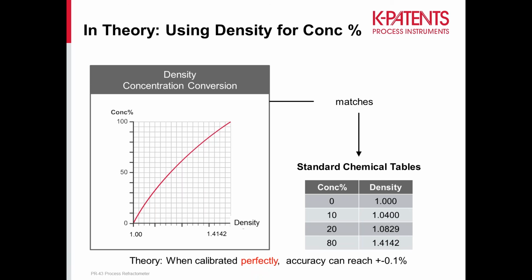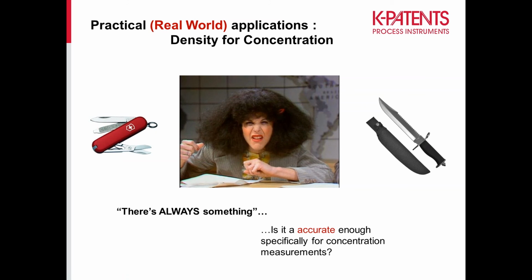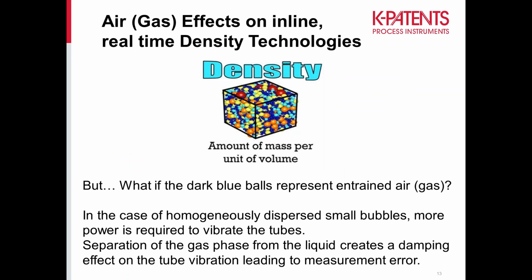A density measurement is the amount of mass per unit of volume. But what happens if the blue balls in this box are represented by entrained air or a gas? In the case of very small, homogeneously dispersed bubbles, more power is required to vibrate those tubes. And any kind of separation of a gas phase from a liquid phase creates a damping effect on that vibration, leading to a measurement error. So error is a real problem when you're using density measurements, because it changes the density and creates a completely different concentration based on that calibration and calculation.